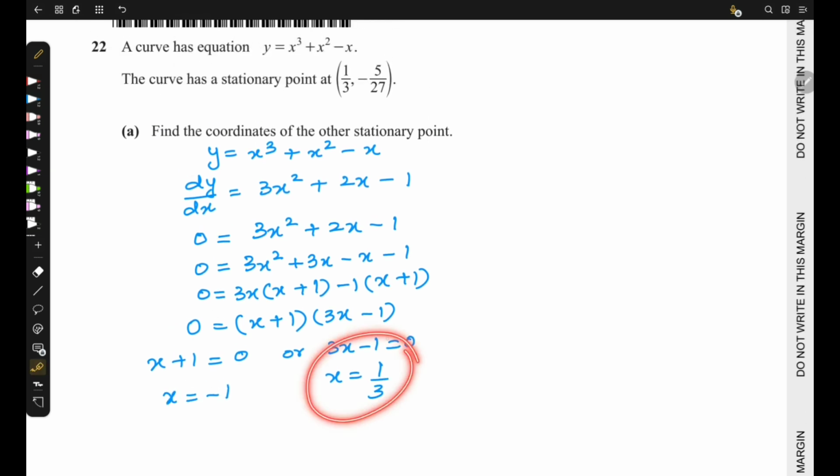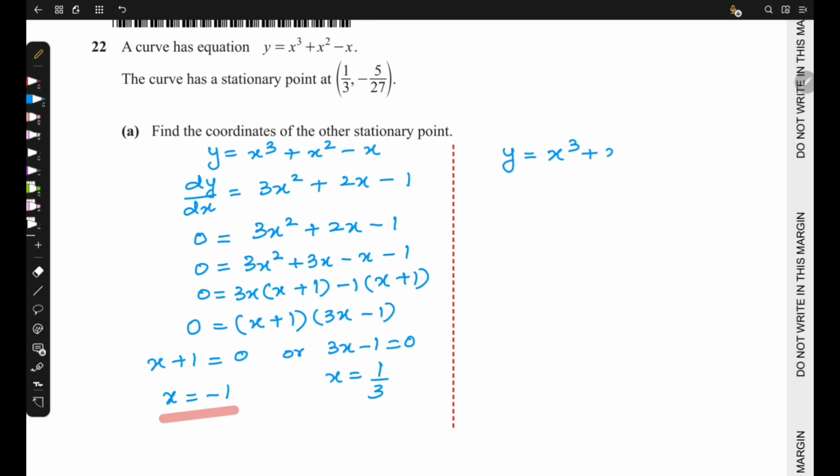So 1 over 3 was given in the question. You can see that the given stationary point has 1 over 3 as its x coordinate. So it means we have to use this other value. Now to find the coordinates of the stationary point, we have to use the main equation and put in the value of x, that is minus 1. If we solve it, we'll get minus 1 plus 1 plus 1. So the answer would be 1. So the value of y is 1.